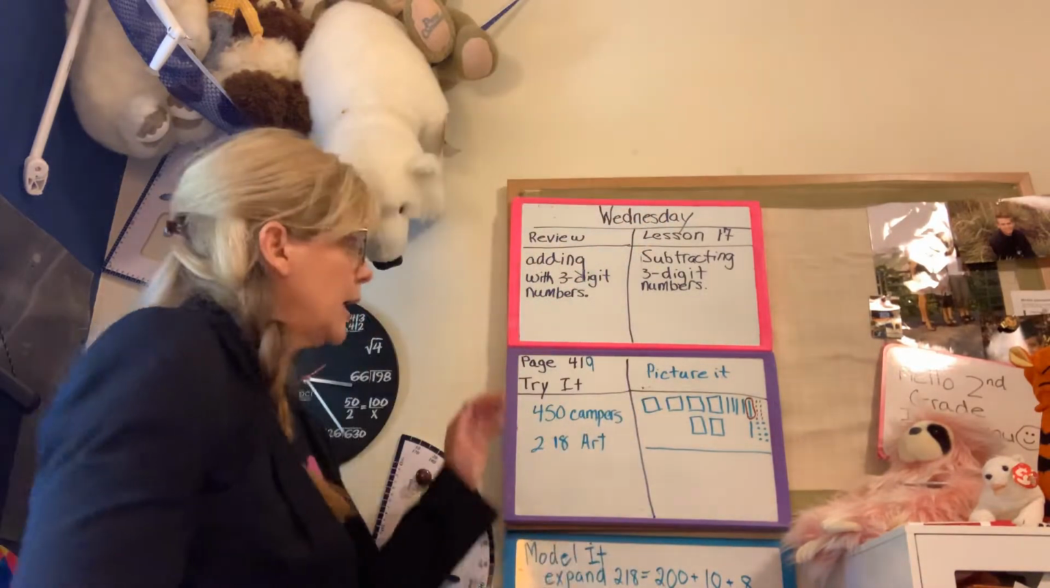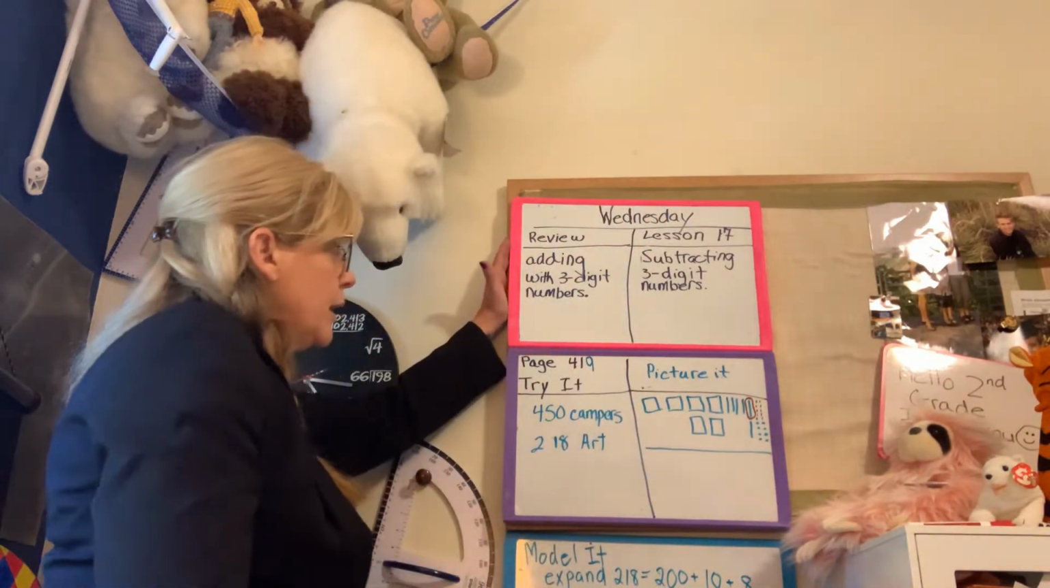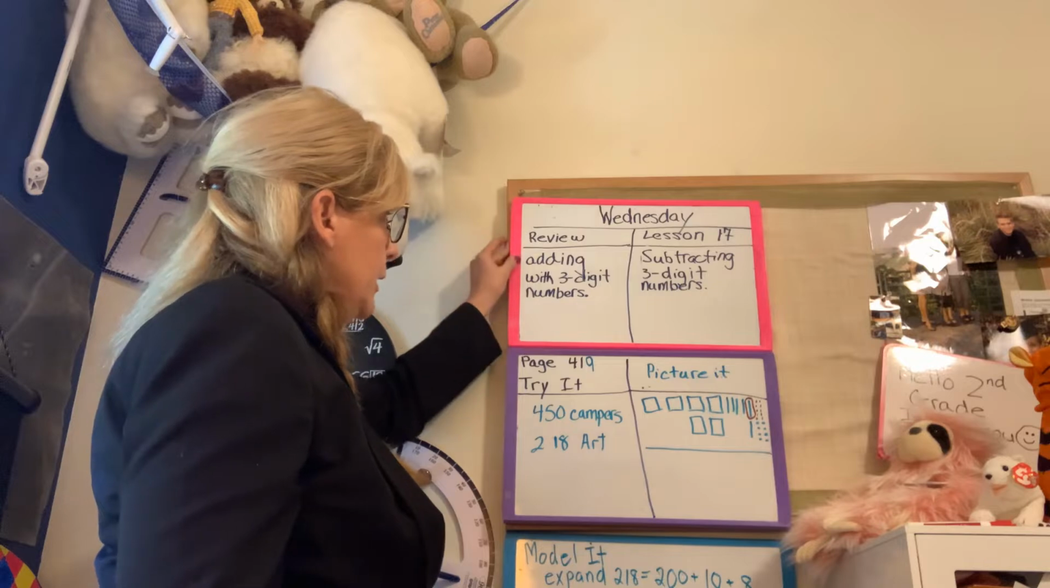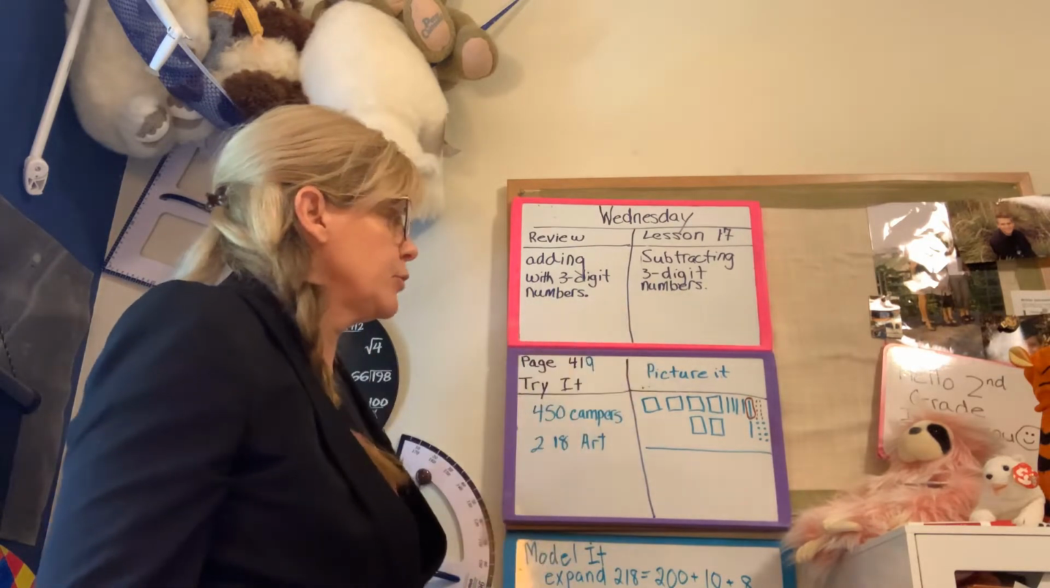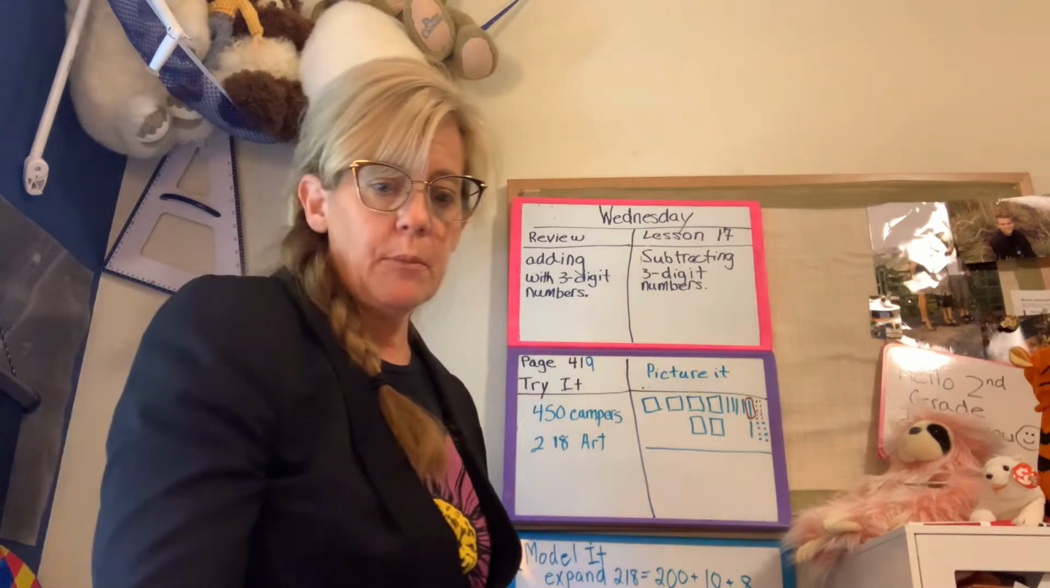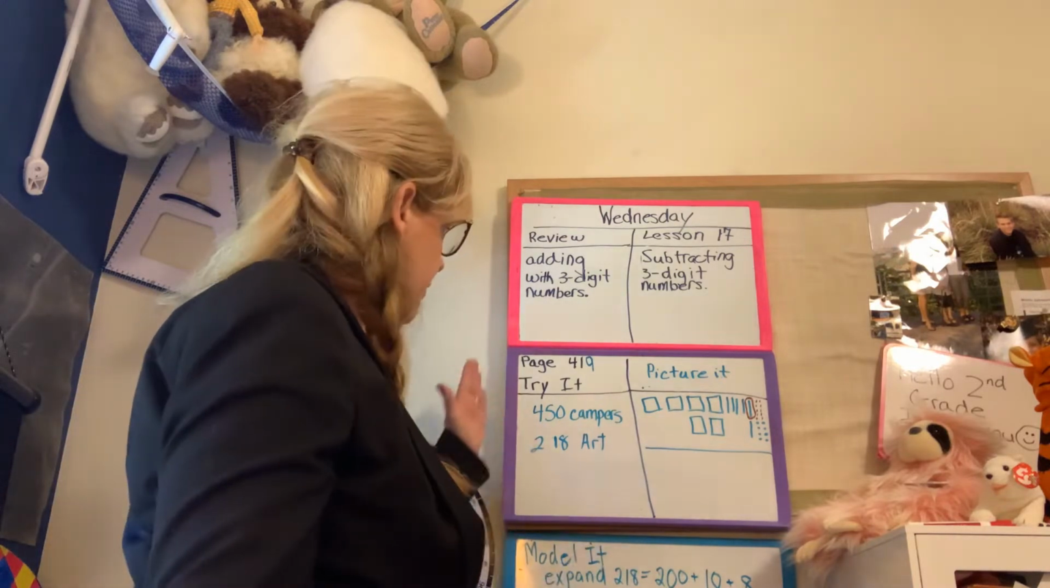Now we're going to take a look at our lesson board. We're reviewing: yesterday we learned how to add with 3-digit numbers, and now lesson 17 is subtracting 3-digit numbers. The first problem that they give, and this is as far as I'm going to go, is this first problem.